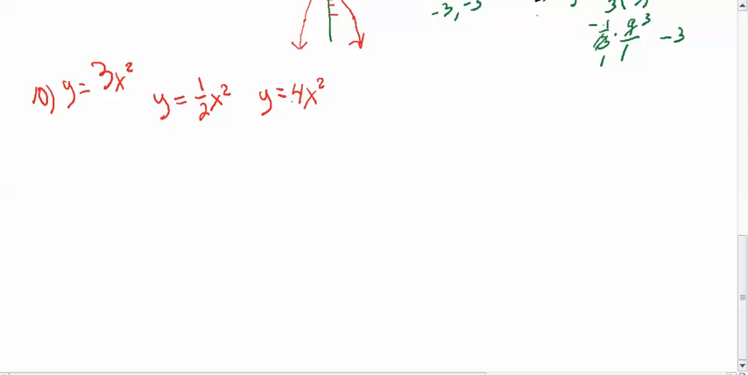You look at the smaller the number. Which one's the smallest number? Well, the 1/2 is smallest, so that's our widest parabola. The next one would be 3x squared, and the next one is 4x squared. So the smaller the number, absolute value, the wider the graph. So that is your answer for number 10. So just write those down.